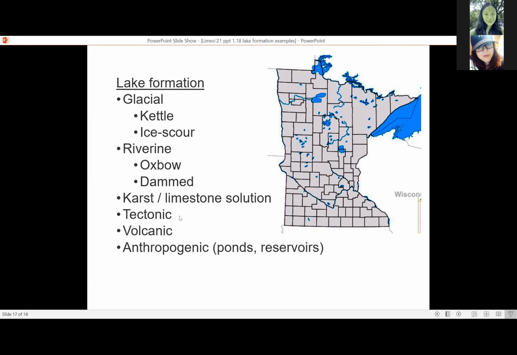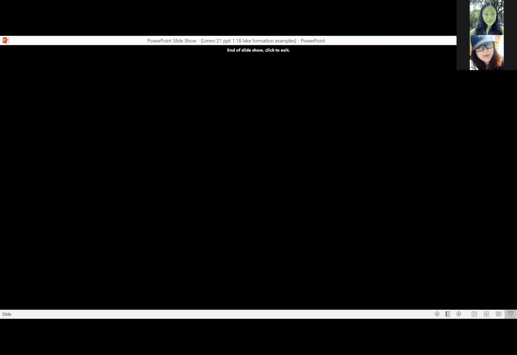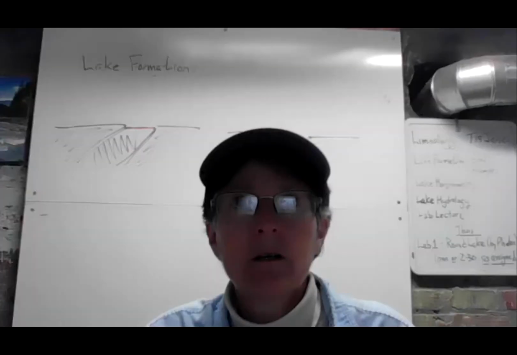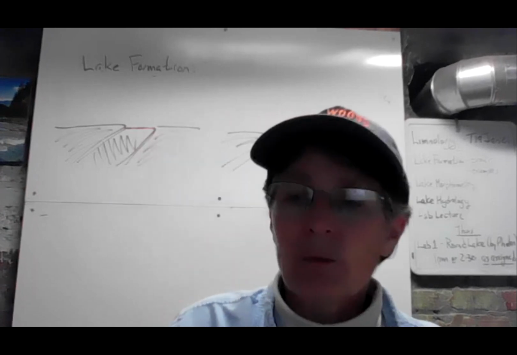I couldn't think of any tectonic lakes in Minnesota unless, I suppose ultimately Lake Superior is tectonic in origin. I'm a little confused about how old it is and where it was in the very beginning, so I didn't use that as an example. We don't have any volcanic lakes that I know of, and we have far too many anthropogenic ones to even mention. And then there's a bunch of sources for these. All right, that is my explanation of the formation of lakes, the mechanisms, and some examples from Minnesota.